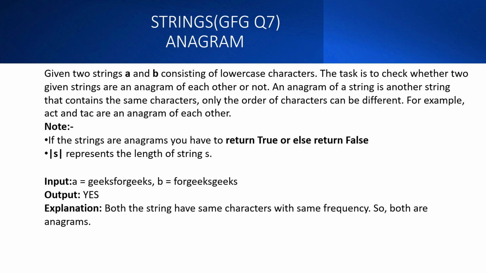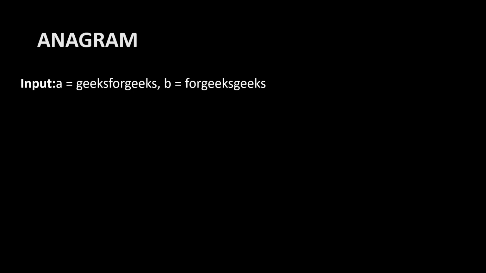Now let us discuss the meaning of the question. Here it is saying that there are two strings given, one is A and another is B. We have to count the number of characters in A and in B. For each individual character, the count should be the same. For example, in A we have two G's, and in B we also have two G's. We only have to check if the count is the same or not.